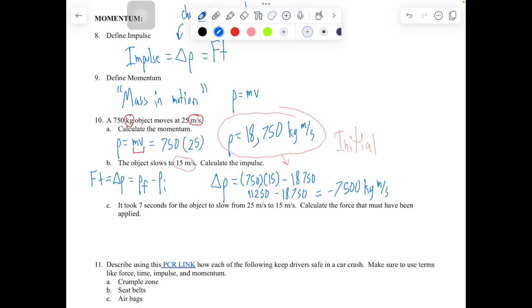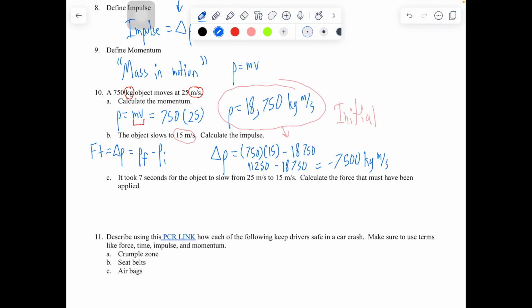Why is it negative? Well, we had an object, 750 kilograms. It was moving pretty fast, 25 meters per second. It slowed down to 15 meters per second. So that means it should have a negative change in momentum. It lost momentum. That change in momentum should be negative since it decreased.